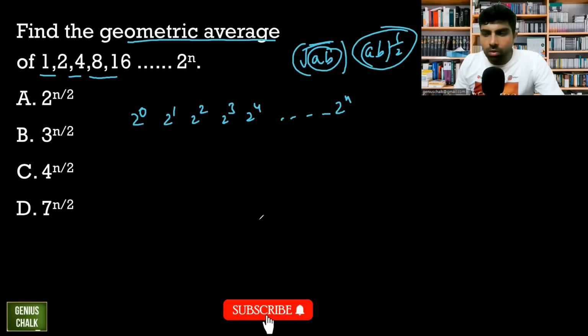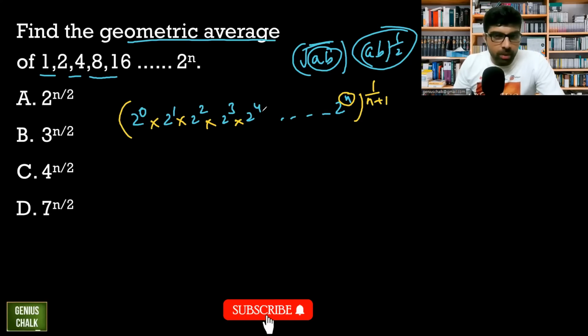Okay. Now, next is the geometric mean. So you know that whatever is the product of all of these, to the power 1 by n plus 1. Why? Because these are n plus 1 terms, 0 to n. Okay. Let's multiply. So you take 2 power common. So this is basically 1.